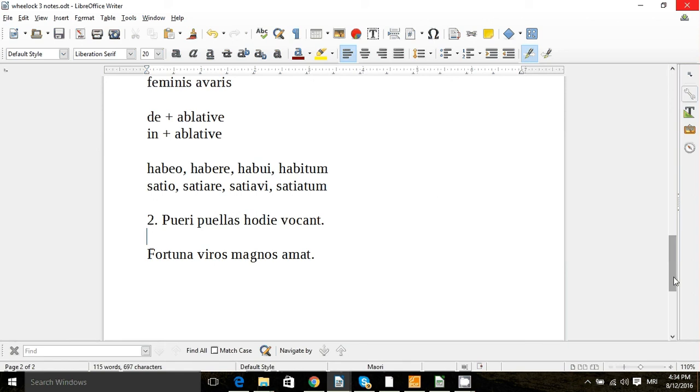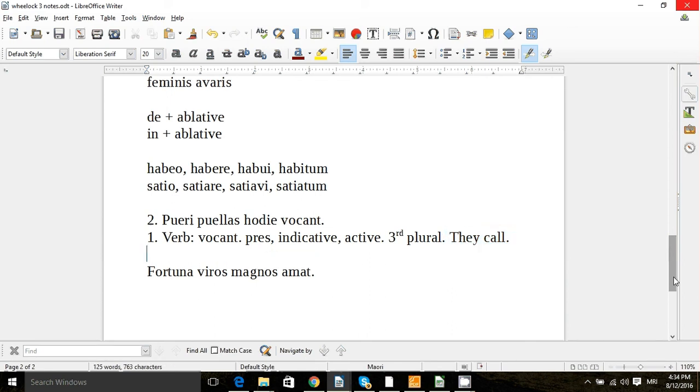So what's the first step in translating? Find the verb and parse it. Where's the verb? Vocant is the verb. And that is present indicative active, because that's all we're working with so far. That's the voice, the mood, and the tense. But what person and number? Is it first person, second person, third person, singular or plural? It's third plural. So how do we translate it? They call. There's the skeleton of our sentence so far.